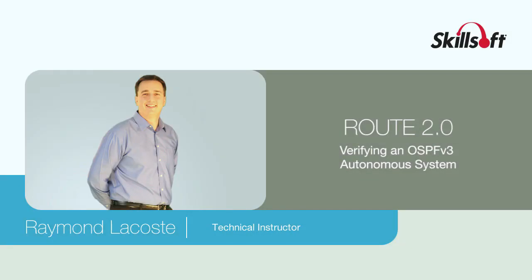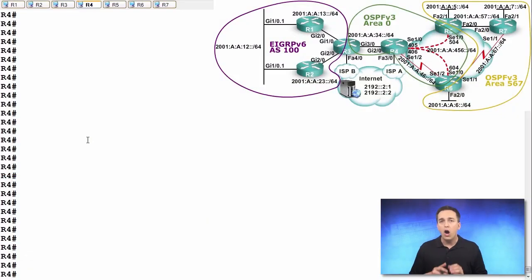I've made a few modifications to our OSPF configuration. Right now, R4 is using the new OSPFv3 configuration mode. Let's take a look at that. Show run | section ospfv3. Let's take a look at the configuration that we have.